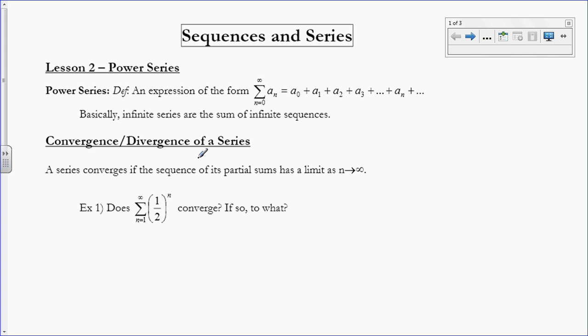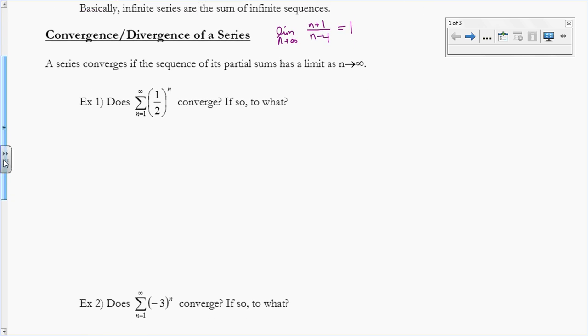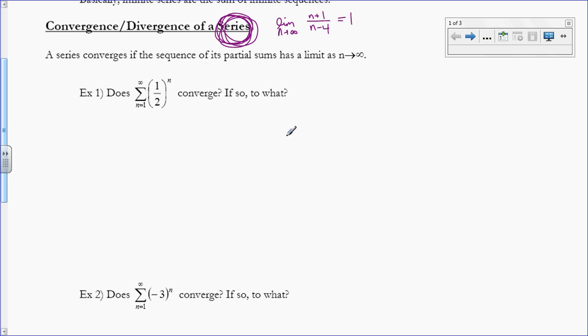One of the things we talk about is convergence or divergence. When we talked about convergence or divergence of a sequence, we were looking at the limit as n approaches infinity of a sequence like (n plus 1) over (n minus 4). We said, if this represented a sub n, does this sequence converge? As n goes to infinity, this goes to 1. If I wrote this out as a sequence, with a bunch of commas, the terms would approach a value of 1. But when I talk about convergence or divergence of a series, I'm really asking, when you add everything up, does it add up to infinity or does it add up to a certain value? A series is called convergent if the sequence of its partial sums has a limit as n approaches infinity. So what are partial sums?